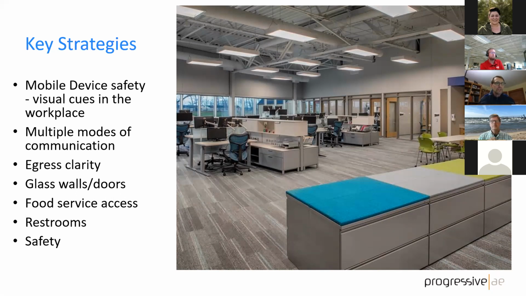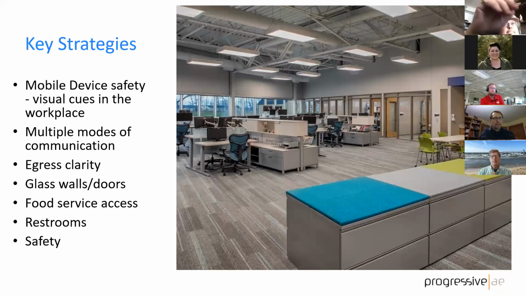I mentioned egress clarity. I mentioned glass walls and doors just a moment ago about Apple. Food service access, thinking about that whole experience for somebody who has a disability. Restrooms are always a barrier. Everybody has to use a restroom, and so we're really, really careful about restrooms.